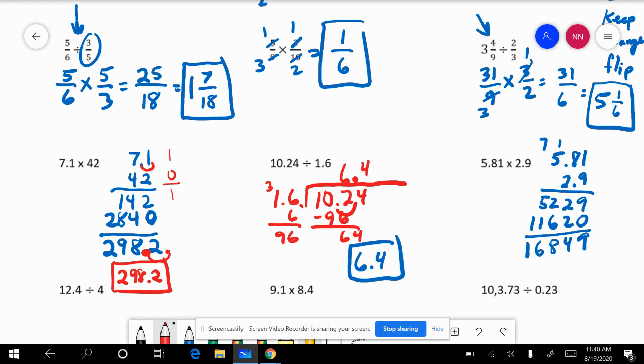Now if we're looking at the decimals, it's 2 places here and 1 place right here. It's a total of 3 places. We always start at the end. 1, 2, 3. So my final answer is 16.849.